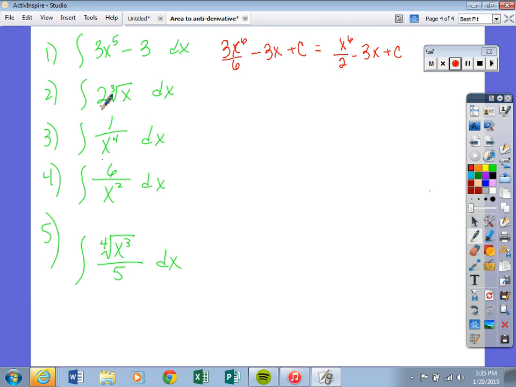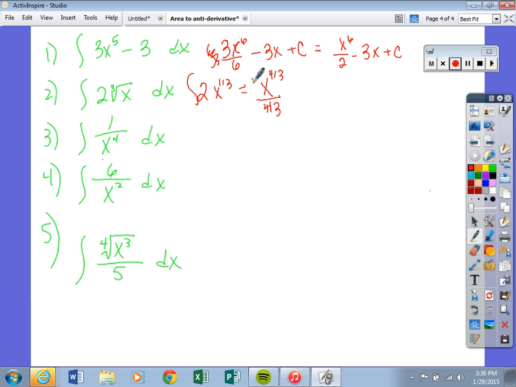Number 2 is one of the kinds where before you can use a power rule, you really need it to look like x to some power. And so I don't like the radical. So I'm going to get rid of the radical by writing this as x to the 1/3. And then I'm going to take an antiderivative of that. So to do that, I'm going to add 1 to the power. So 1/3 plus 1 is actually x to the 4/3. I'm going to put this over 4/3.